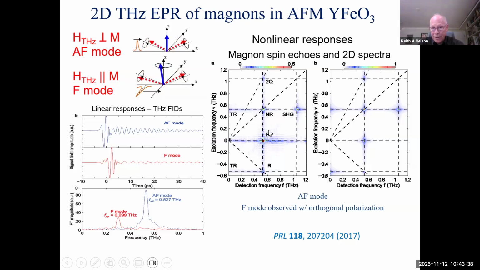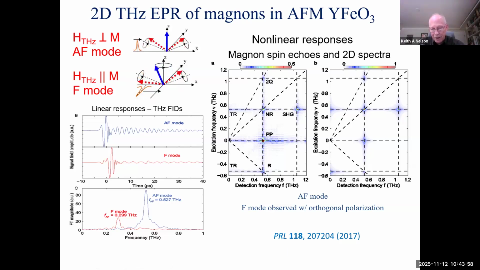You also see pump probe signal as well, and even rectification of the terahertz field and second harmonic generation. That is, you see second order signals as well. This was all done back again before we had developed that single shot measurement method.